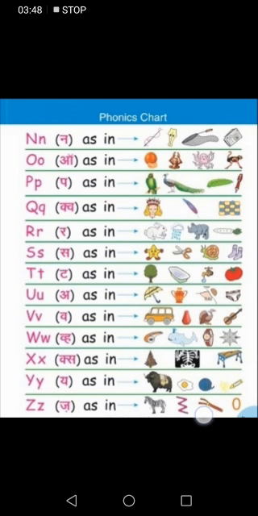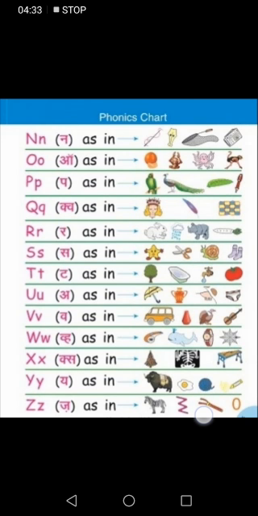Peacock, parrot. Okay, the next letter will be Q, but the sound will be Q. Queen, Q, queen. Okay, the next letter is R, but the sound will be R. Rabbit, rat. Okay, rain. Are you getting? Yes.